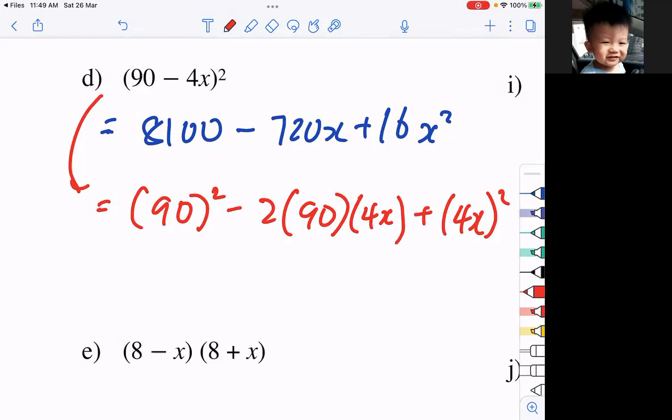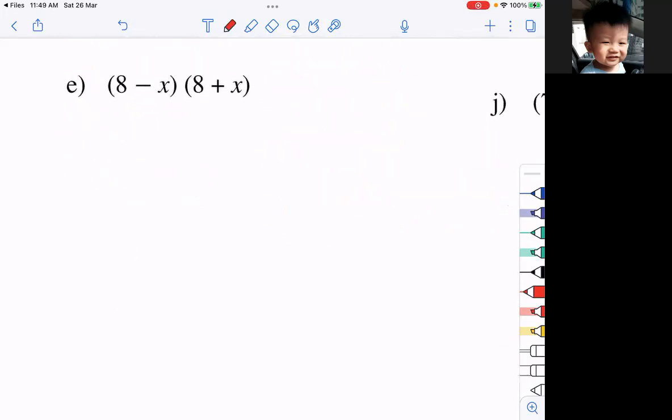Okay. Now, E reminds us of what formula? The third formula. Something minus something, then the same thing again plus something. Does it matter if I write 8 minus x, 8 plus x, or I write 8 plus x, then 8 minus x after that? Does the ordering matter? It doesn't, because A times B is B times A. G times F is F times G. It doesn't matter. So this is the formula.